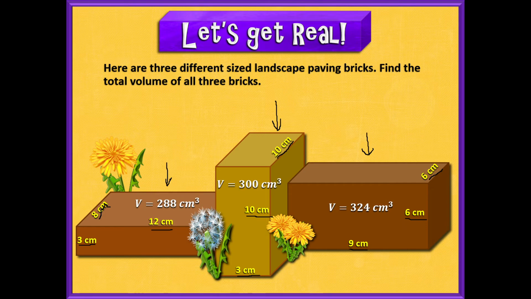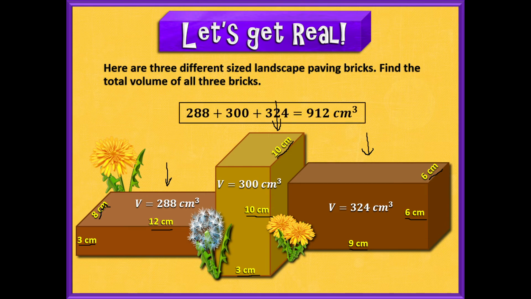Now that we found the volume of each individual landscape paving brick, to find the total volume of all 3, we just need to add the 3 numbers together. So 288 plus 300 plus 324 would equal 912 centimeters cubed. So the volume of the 3 landscape bricks would be 912 centimeters cubed.